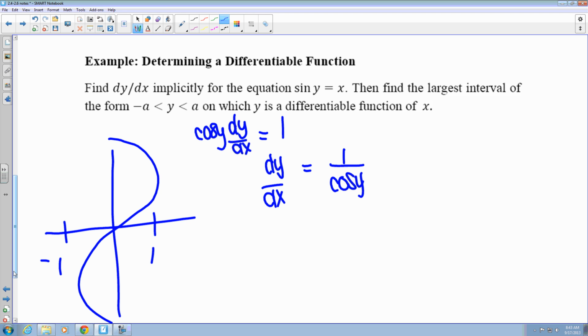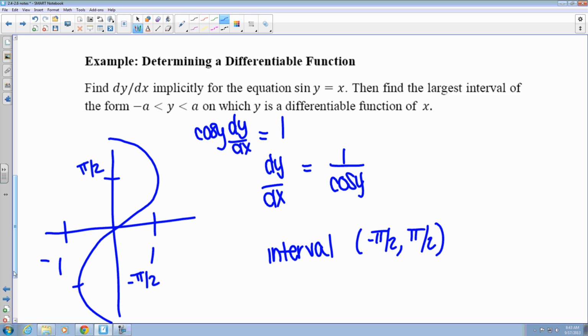Okay, this is kind of what your function looks like. This point is pi over 2. This point is negative pi over 2. So your interval is negative pi over 2 to pi over 2. And we know this is our y. So negative 1 to 1 would have been our x, but we are looking at the y. So that is our answer.